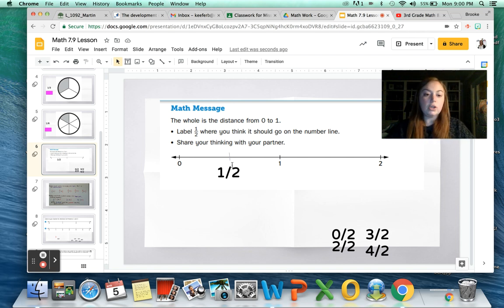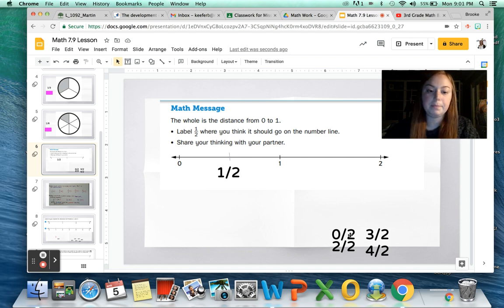So then you can place the other fractions on the number line. So I have the other 4 down here, so 0/2, 2/2, 3/2, or 4/2. Okay, so using those, I want you to put those on your number line from 0 to 2, where you think those other fractions would go. So you can pause the video while you do that, and then you can start it when you're ready for the answers.